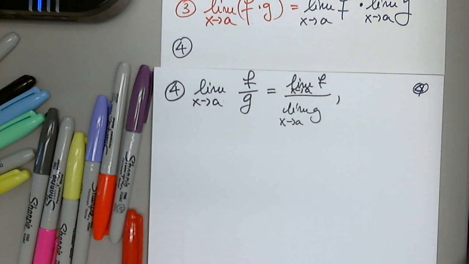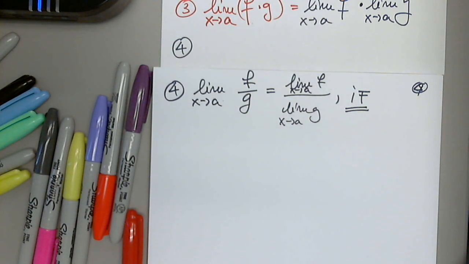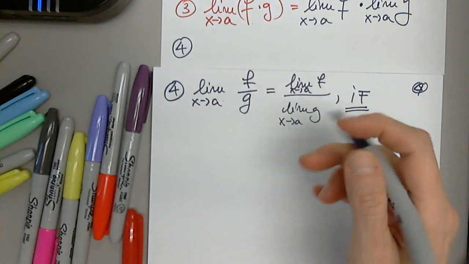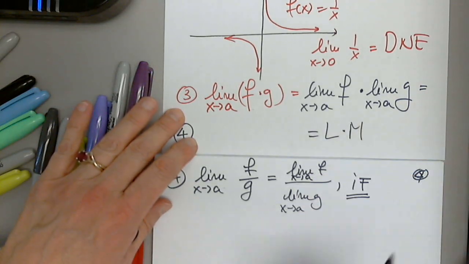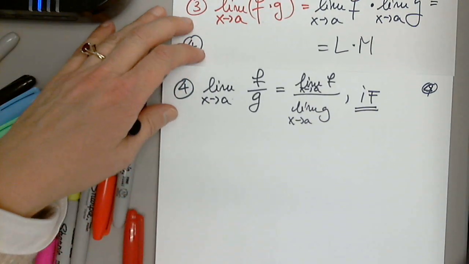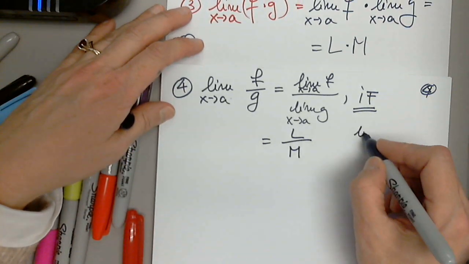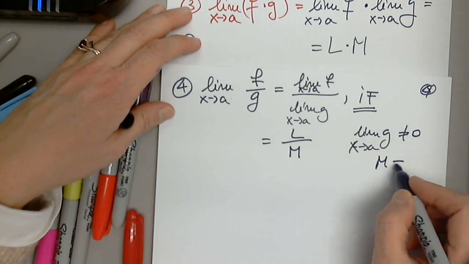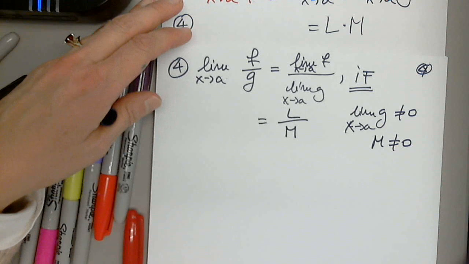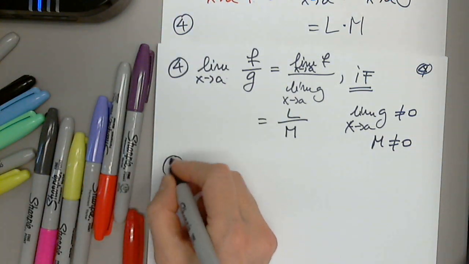However, this limit comes with a big if. How come? Why? The limit of g cannot be 0. Exactly. So, of course, I didn't write it here, so please write it. So it's L multiplied by M, obviously. Here, the answer will be L divided by M, but obviously only if the limit of g when x approaches a is not 0, or M is not 0. Otherwise, we cannot apply the limit law. 5.